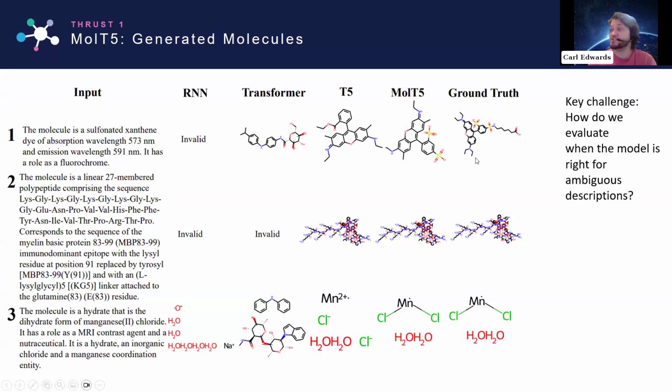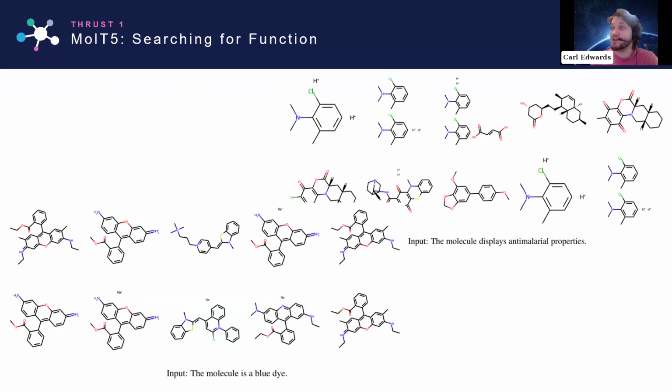And this is a key challenge that this brings up. It's very exciting, because that ability to generate molecules that match ambiguous descriptions is very cool and a big reason we want to use this methodology. But at the same time, it's really hard to tell when the model is right for ambiguous descriptions. Something interesting you can also do with this overall approach is search for function. You can say, this molecule is a blue dye. What kind of structures do I get? This molecule displays anti-malarial properties. What kind of structures do I get?